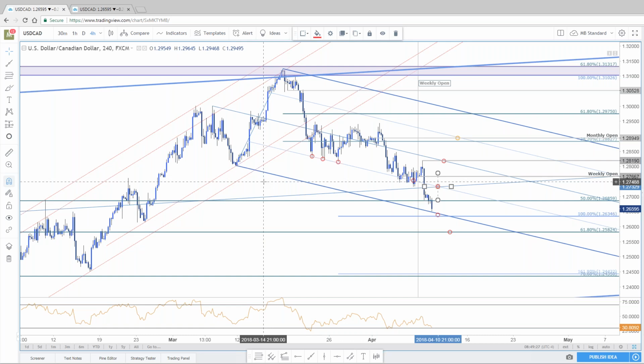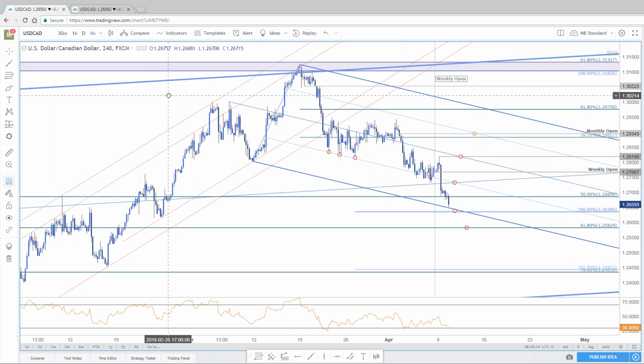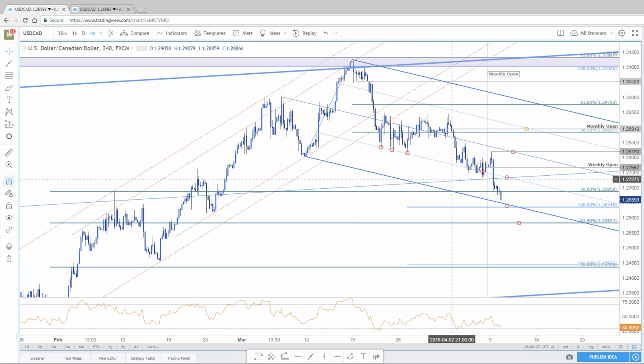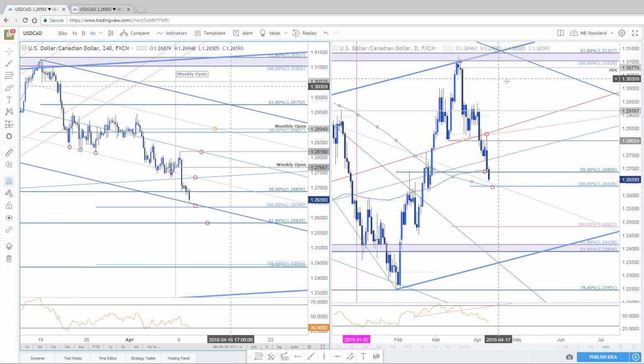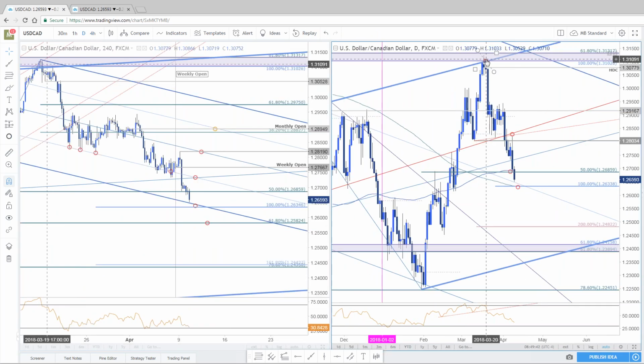Okay, it's been a slow grind into an accelerated move for the dollar CAD, but ultimately it's finally been turning off that major resistance level we've been watching. So, not a bad move.